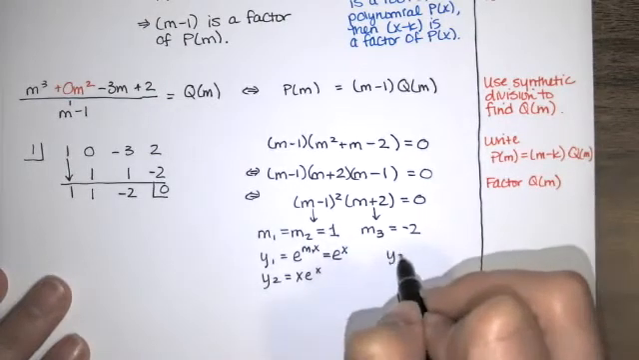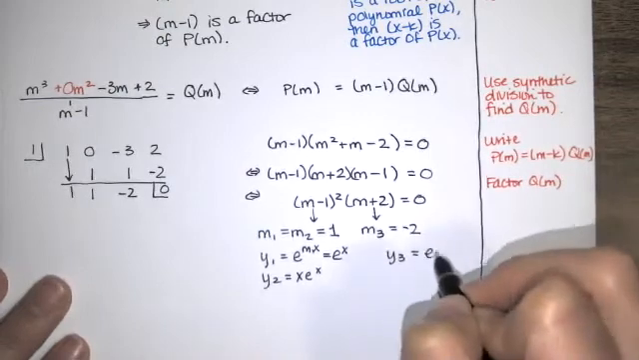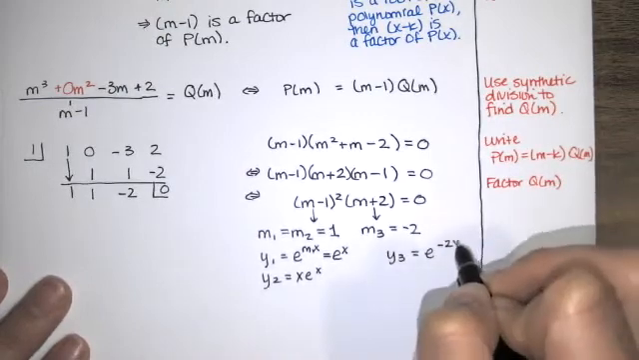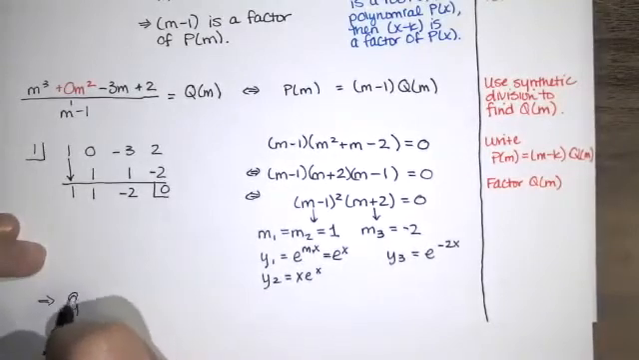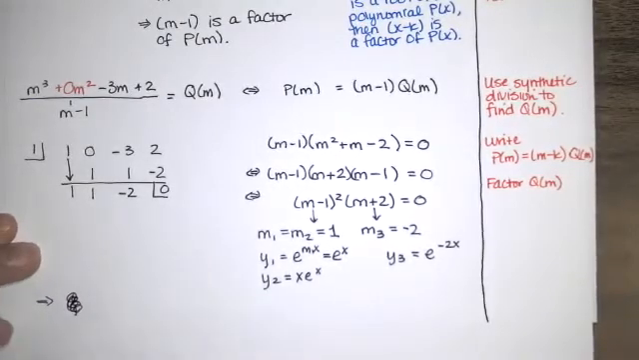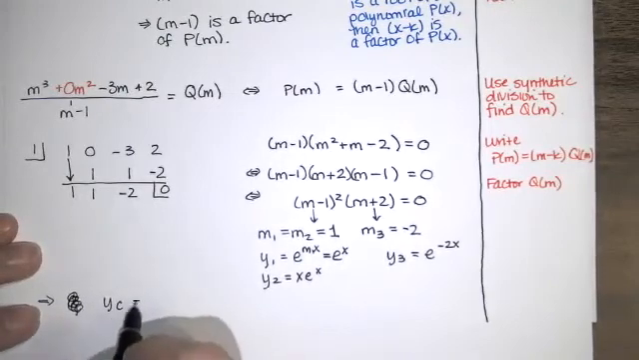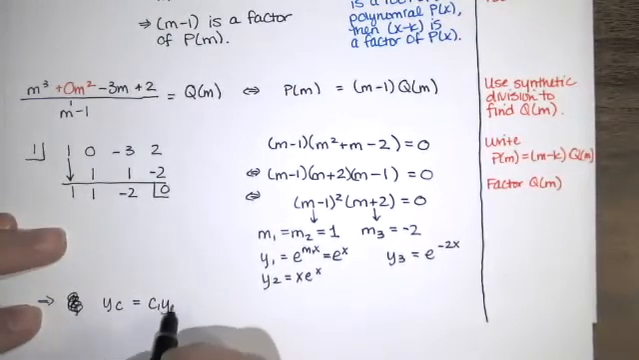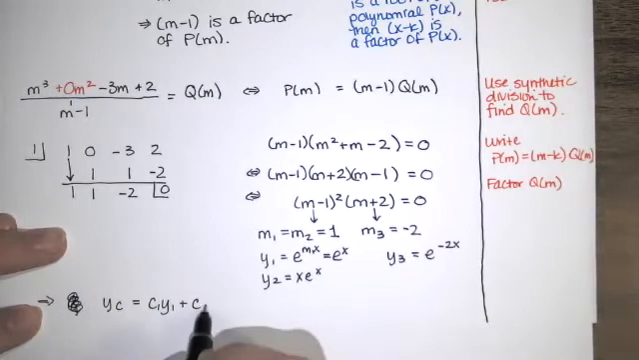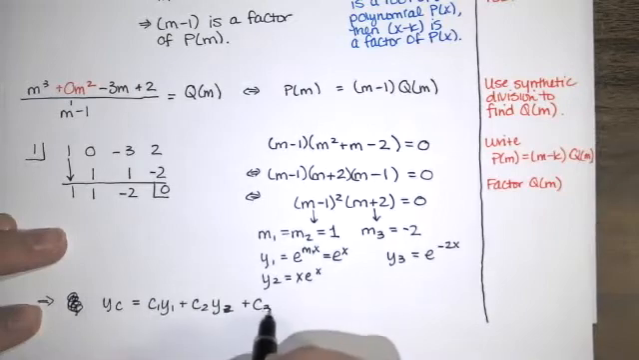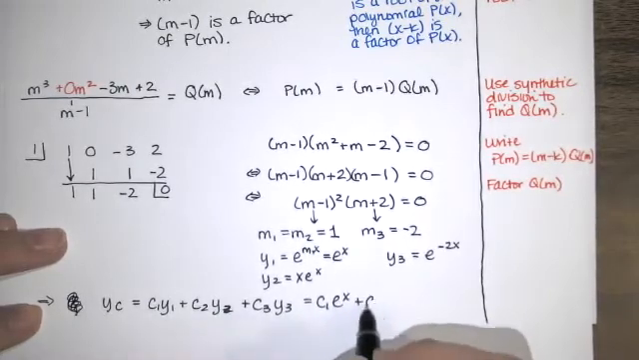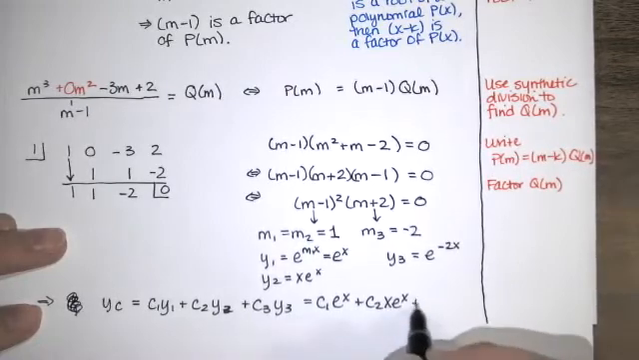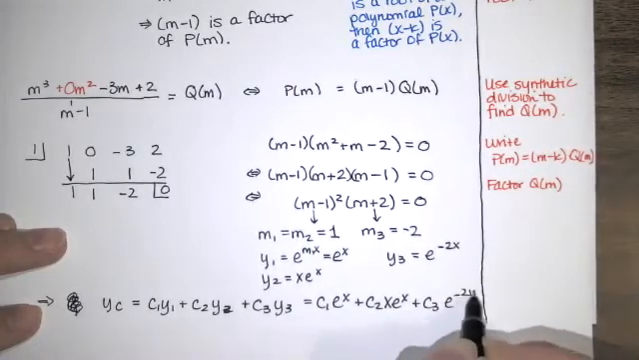Then the third linearly independent solution is e to the m3x. So we've got that. Oh, I was about to write general solution. It's not the general solution. Now we are ready to write down our y sub c. Since the corresponding homogeneous equation was third order, we get 3 terms. So you've got c1 y1 plus c2 y2 plus c sub 3 y sub 3.